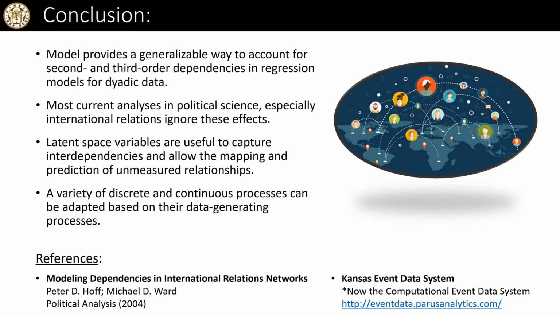And then finally, the 2 references here. One is the paper itself, Modeling Dependencies in International Relations Networks. And the other is the Kansas Event Data System. That has been taken over, subsumed by the U.S. federal government, and so that's now called the Computational Event Data System. You can find that at the URL below.